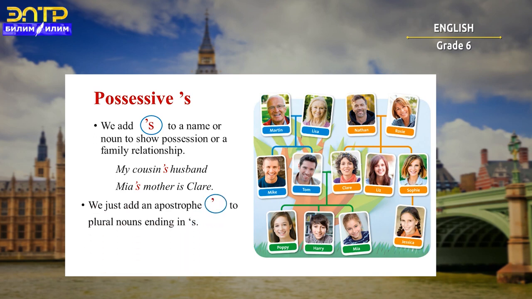And also, we just add an apostrophe to plural nouns ending in s. My parents' friends. It means not only one parent, but two parents. Plural form. And you add just apostrophe. Or, for example, my friend's brother. But if the plural form doesn't end with s, you should add apostrophe s, his children's school. Can you see the ending? Okay, great. Now let's practice.